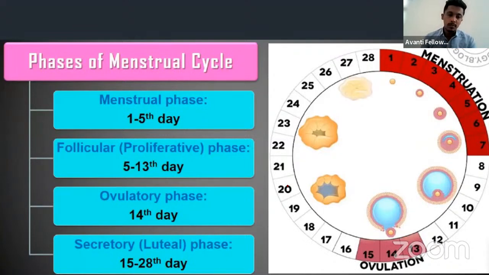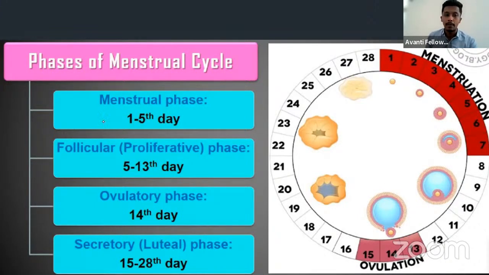Now we know what the menstrual cycle is. The menstrual cycle is a cyclic change that happens in female primates. The changes happen in the ovary, in the hormones, and in the uterus. This collective set of changes that happens in a cyclic form is called the menstrual cycle. It can be divided into 4 important phases. So what are these 4 important phases? Remember the days of these phases, which is very, very significant.